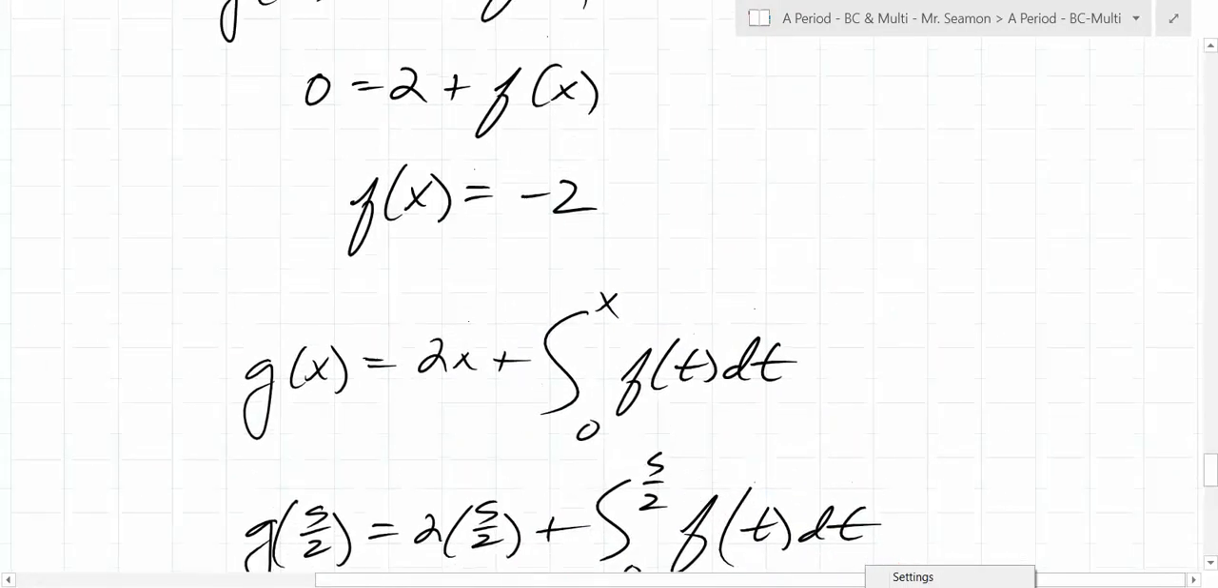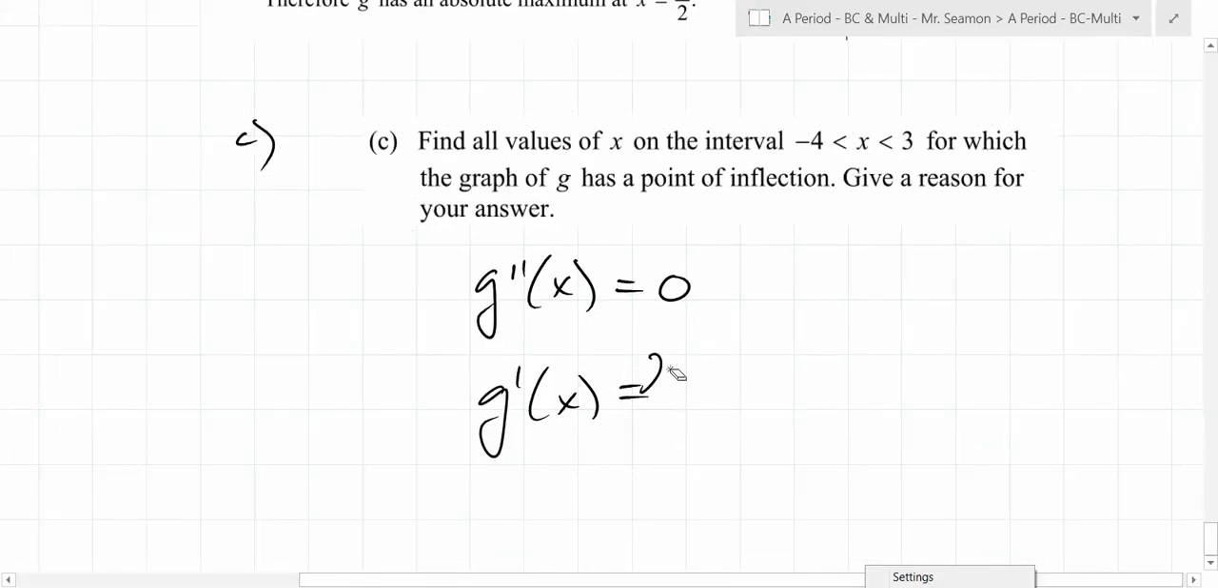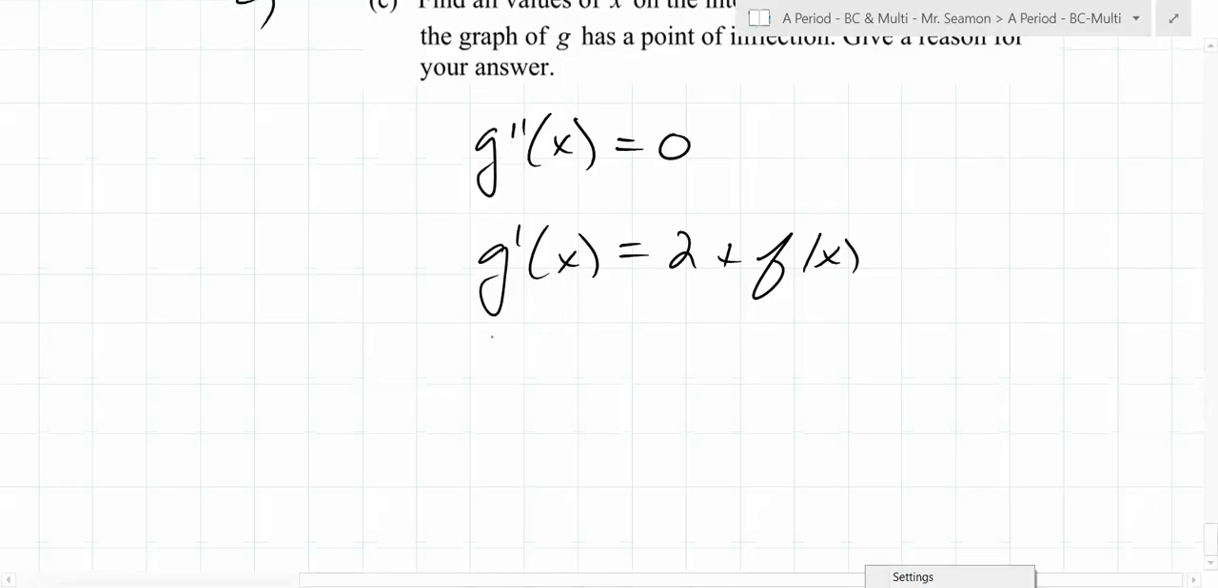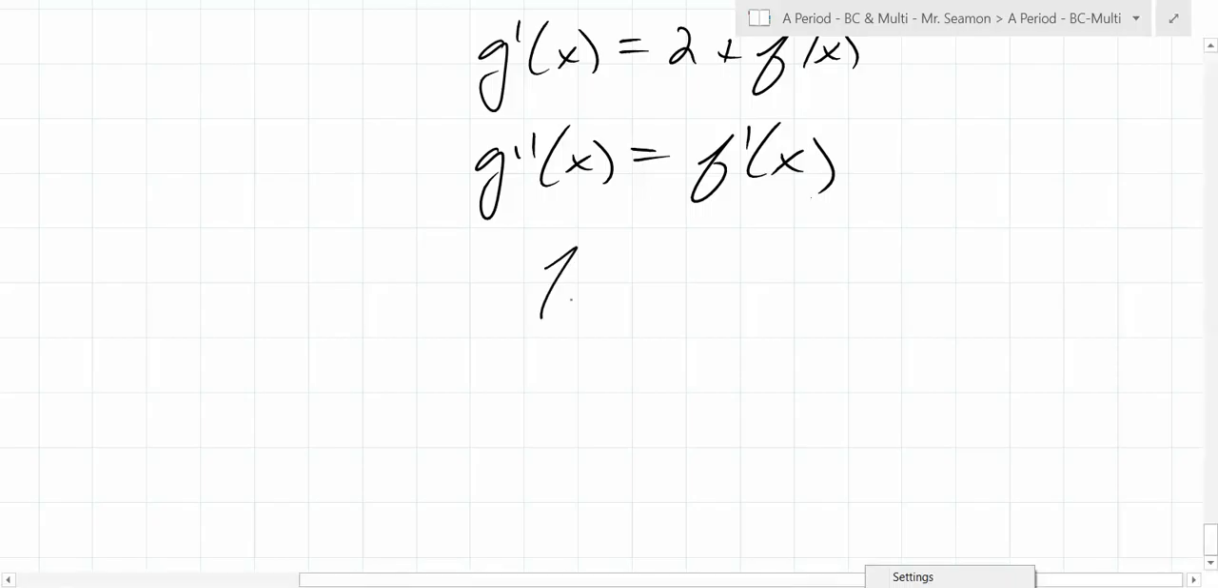2 plus f of x, thank you. 2 plus f of x. So what is g double prime of x? f prime of x, right? So we want to know, when does f prime of x equal 0?